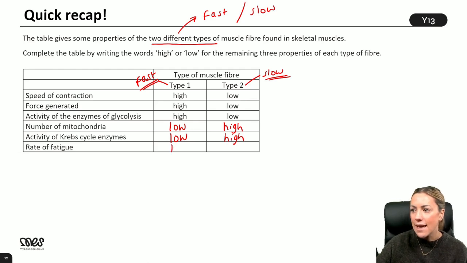Rate of fatigue, high for fast twitch because it produces less ATP and it does produce lactic acid, which causes muscle fatigue. Slow twitch, low. Muscles can continue contracting for much longer because aerobic produces much more ATP and it does not produce lactic acid. So we're not going to experience muscle fatigue if we have more slow twitch muscle fibers. Nice and easy.